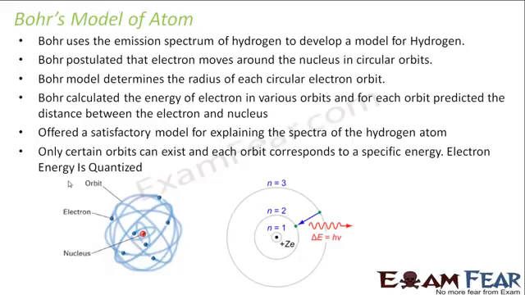Rutherford never talked about quantization, but Bohr told that it is not that an electron can revolve around the nucleus in just any circular path. It is not like that. There are certain circular paths only through which the electrons can revolve around the nucleus. That means the electron energy is quantized. Electron energy is not continuous. It cannot be just any value. There is a set of discrete values which are only allowed. Right? So these were some of the postulates of Bohr's model of atom, and with this we will start understanding Bohr's model.